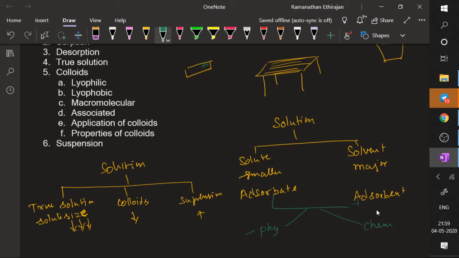But the physically adsorbed particles can be easily retrieved, they can be easily removed. But the chemically bound adsorbed particles are very difficult to remove.